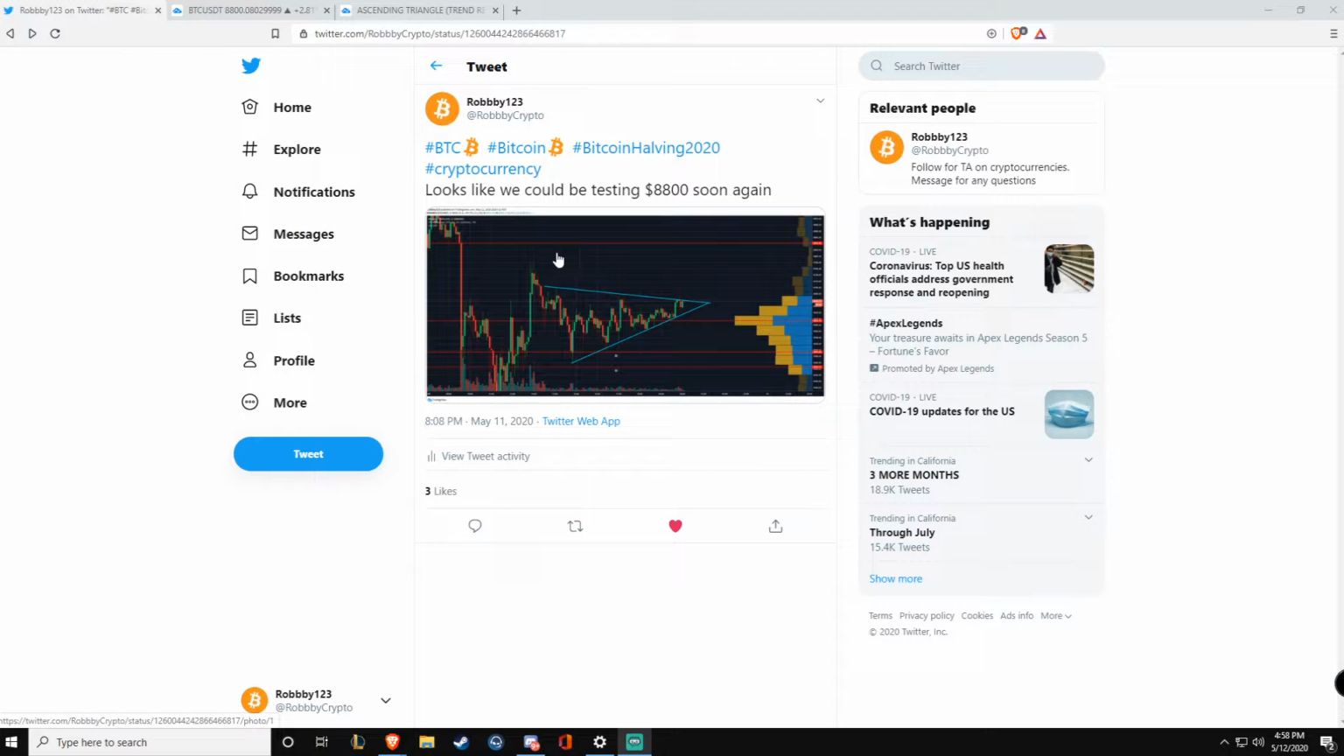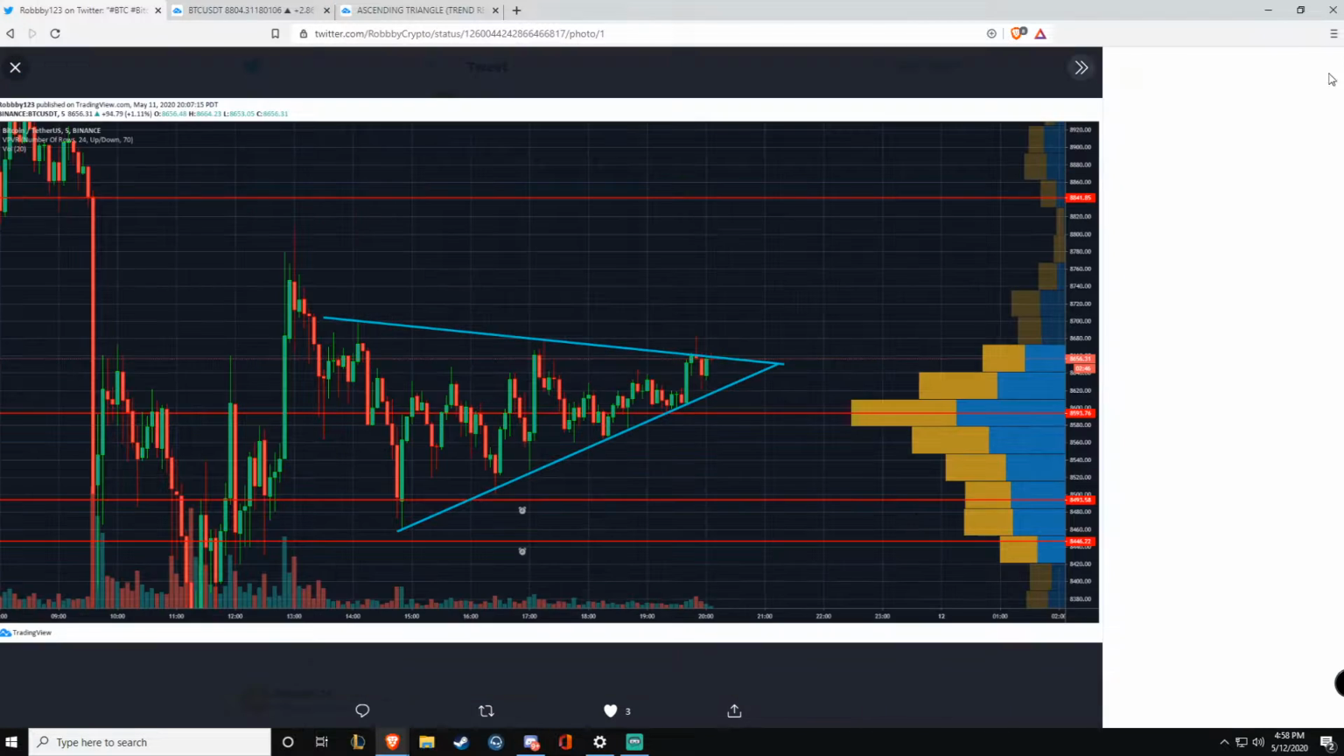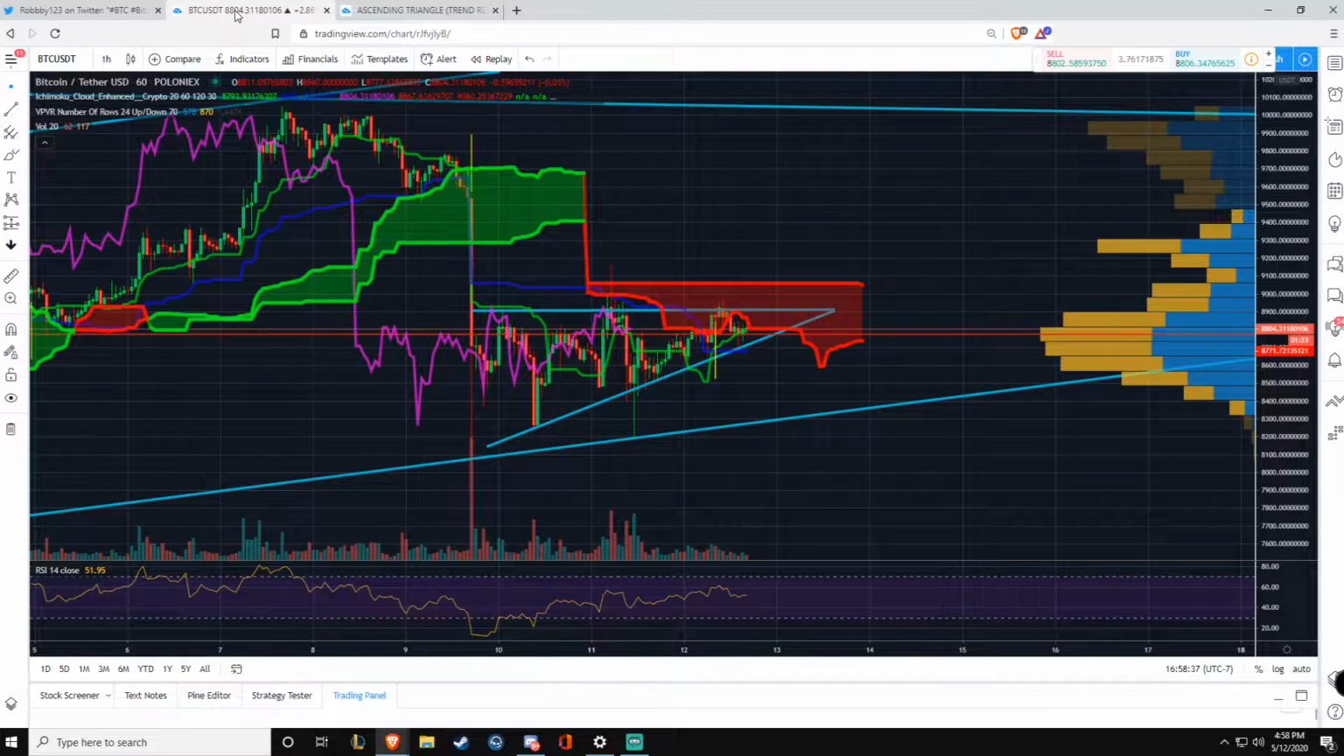So last night on Twitter, I posted, looks like we could be testing 8800 soon again. The current price was at 86.50, and as we can see right here, the current price is 88.04. So we did end up testing the 8800 last night. We went to like 88.89 actually. Now we're testing back down, and the reason being is it looks like we're making an ascending triangle here.